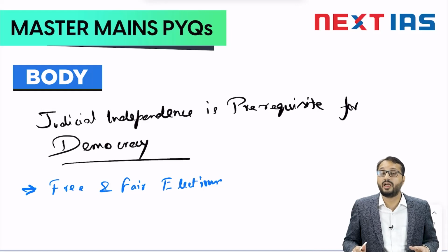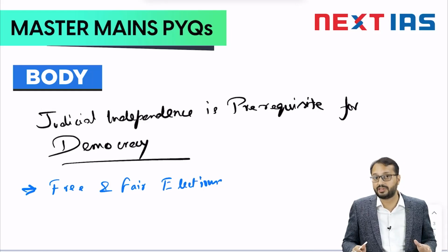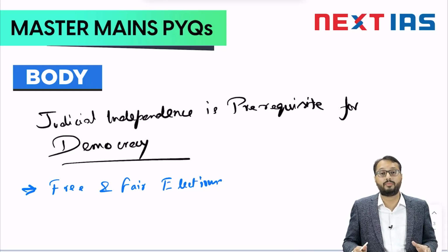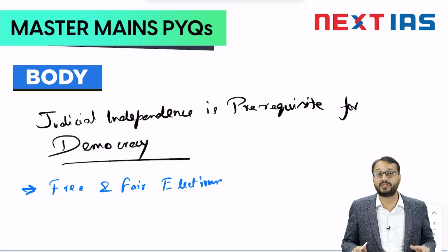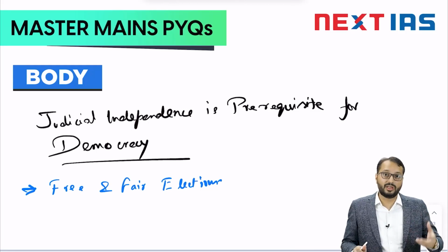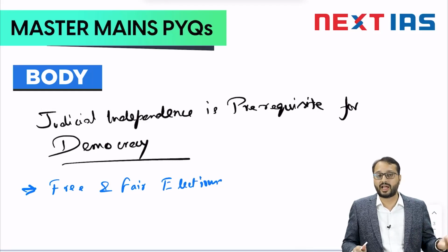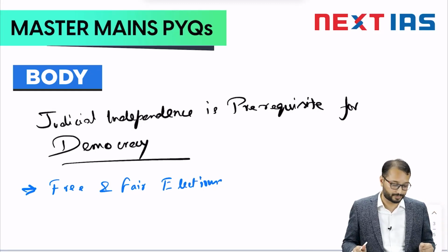Now, the judiciary in recent times has been very much up in arms against the criminalization of politics, right? It is giving very relevant judgments for electoral reforms, right? So, through these actions of the judiciary, we can say that an independent judiciary is very important for democracy, right?